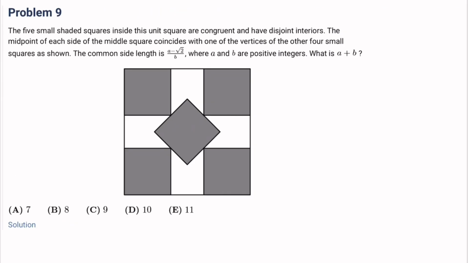Number 9, the 5 small shaded squares inside this unit square are congruent and have disjoint interiors. The midpoint of each side of the middle square coincides with one of the vertices of the other 4 small squares as shown. The common side length is this, where A and B are positive integers. What is A plus B?